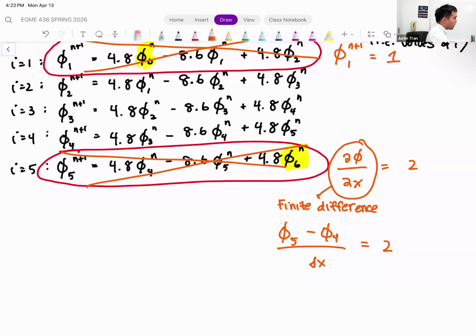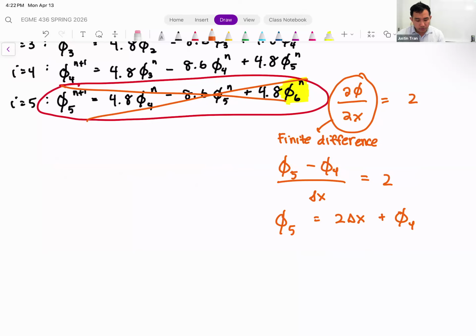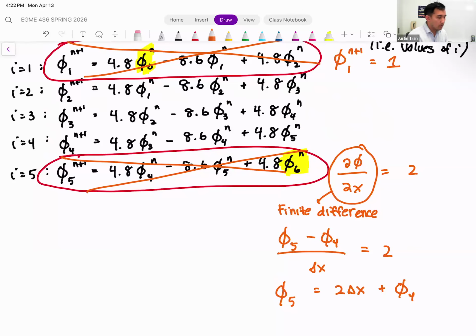And so we can solve this equation for phi 5, right? We have phi 5 is equal to 2 delta x plus phi 4. Which is a little bit of a strange way to write that equation. We've never done that before. But if you look at every other equation in our explicit Euler system, we have one value of phi on the left-hand side that matches the value of I. So you have an equation for I equal to 1, 2, 3, 4, 5, and everything else is on the right-hand side. So we're going to write this equation in that same style, with phi 5 on the left-hand side by itself.